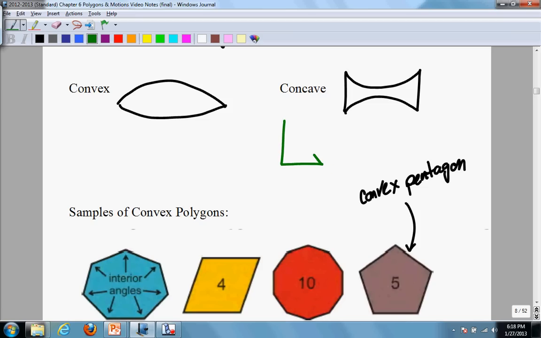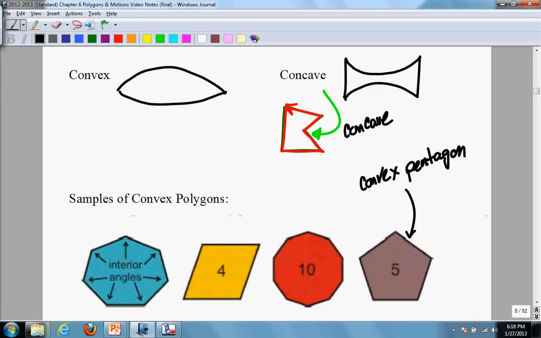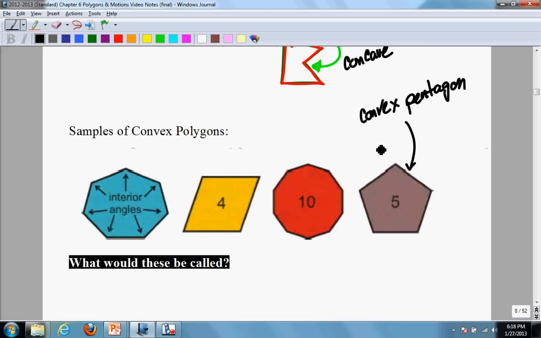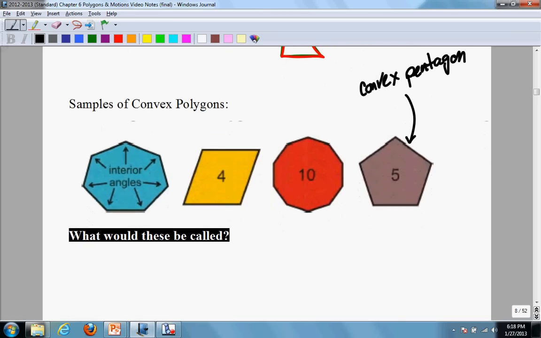1, 2, 3, 4, 5. So that does have 5 sides. But it's pushed inward. It's caved inward. So that would be a concave pentagon. So all of these would be convex polygons. Now there's another term you're going to hear, and that is interior angles versus exterior.